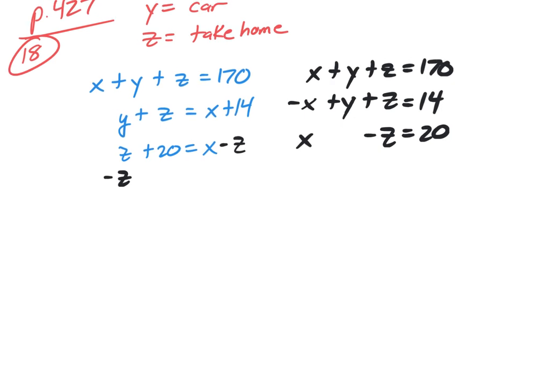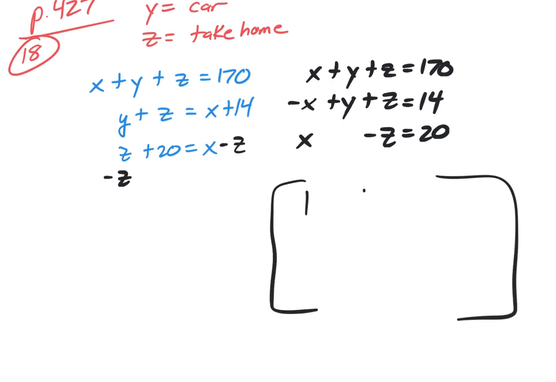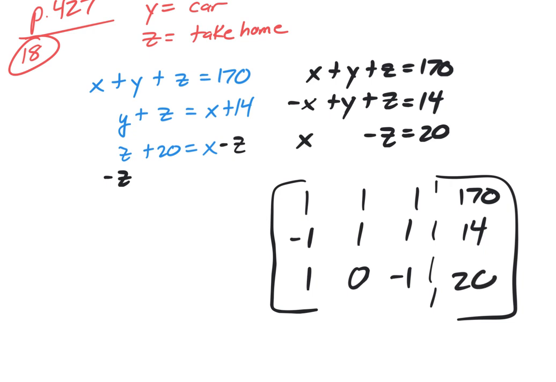Okay, so my matrix here is going to look like this. 1, 1, 1, 170. Negative 1, 1, 1, 14, and then 1, 0, negative 1, 20. Okay. Sometimes you can have decimals and fractions, but I would say on this one, we probably want nice whole numbers because you're not going to order half a meal from a restaurant, you're gonna order an entire meal, right? And so your answer here probably should be a whole number.